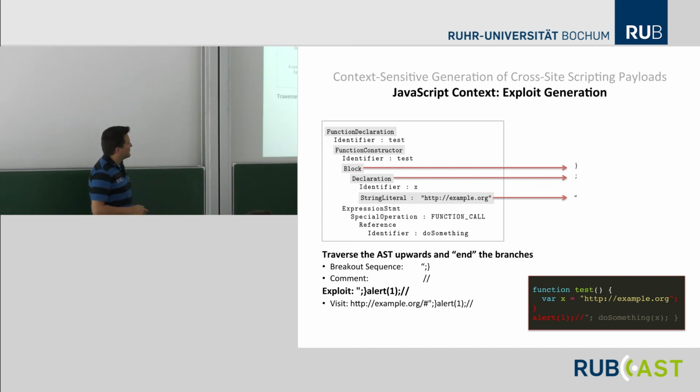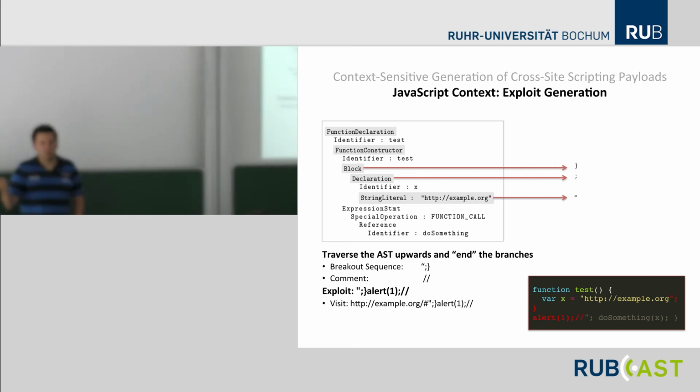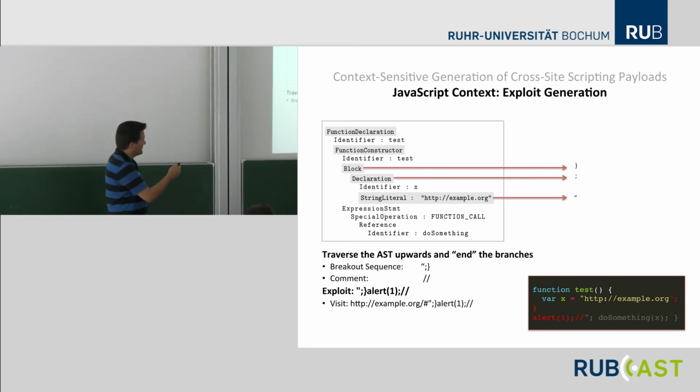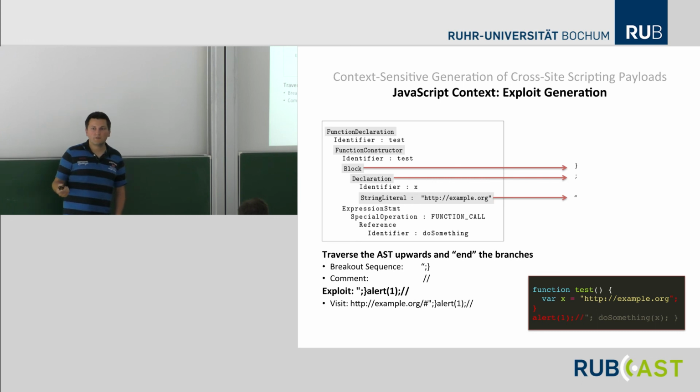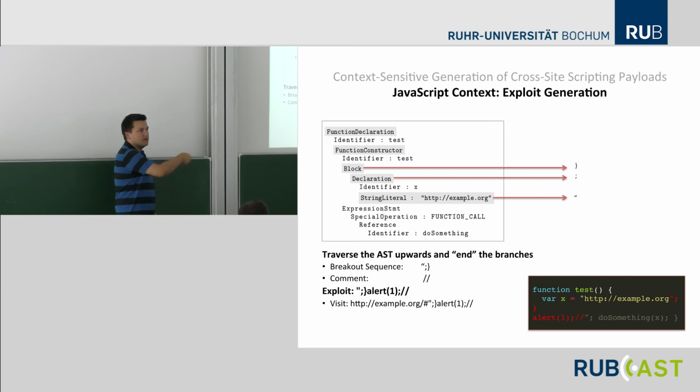And then we're just doing the following. We are in a string literal, so we need to get out of it, right? How to end a string literal? Insert a quote. After the quote, we go up to the next parent element, because it's a tree, and we say, well, this is a declaration, right? So a declaration ends with a semicolon, so we insert a semicolon. Afterwards, we see there is a block, and we close the block by inserting a parenthesis. And for function constructor and function declaration, we do not insert anything. We just say, okay, these are opaque values.